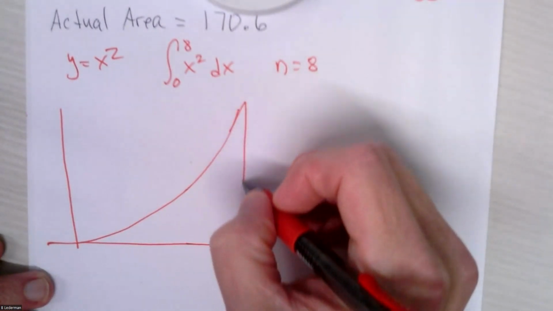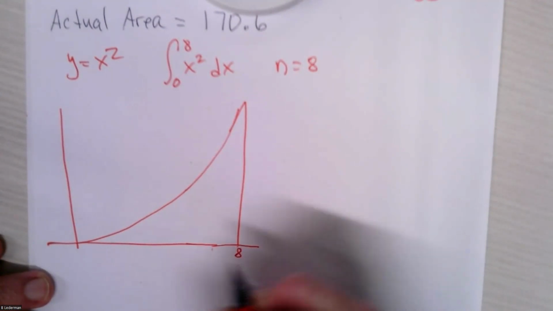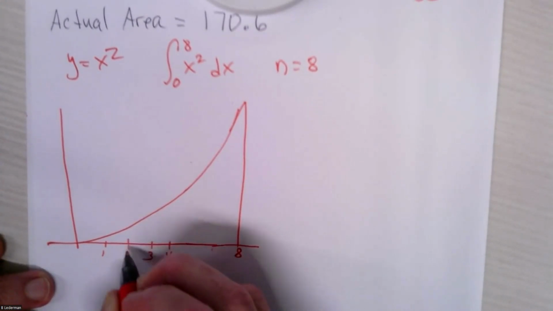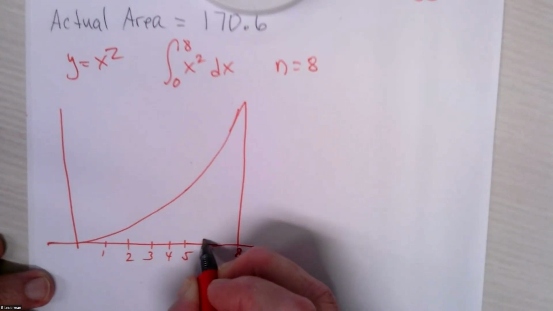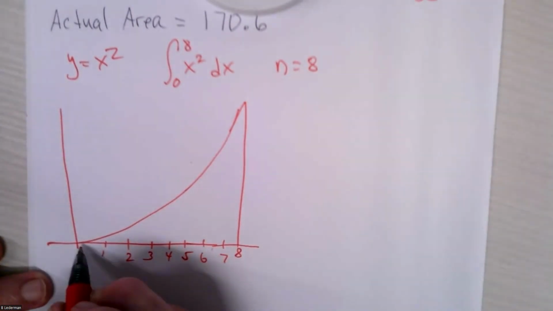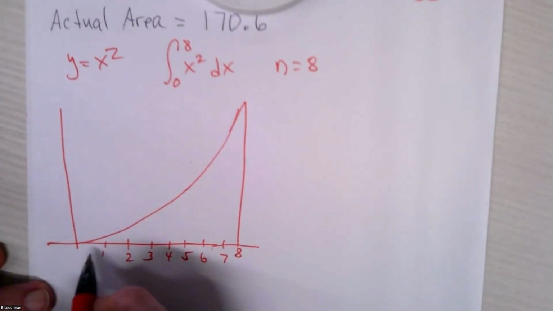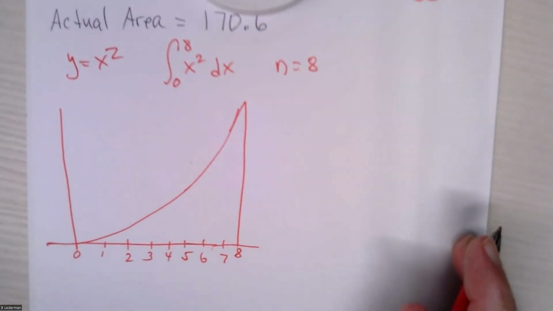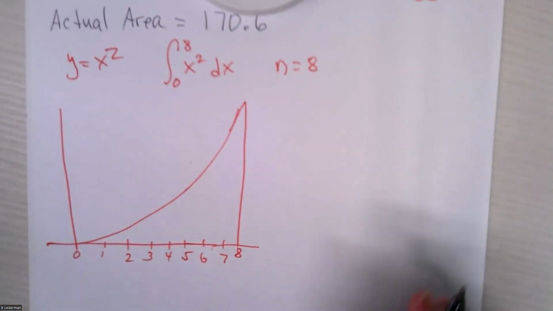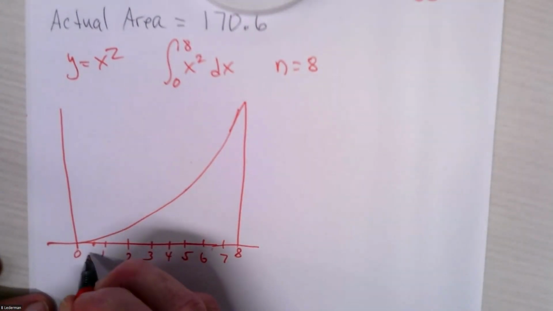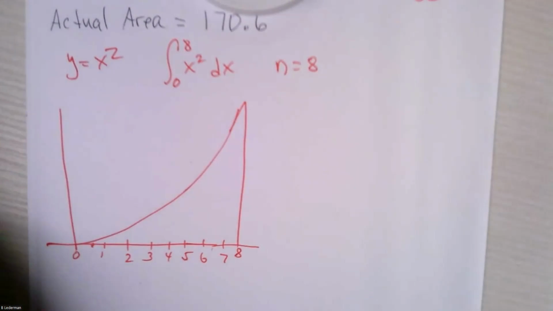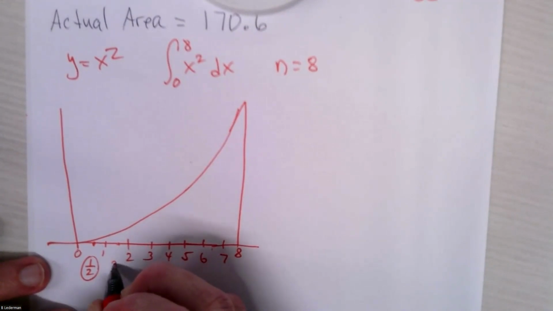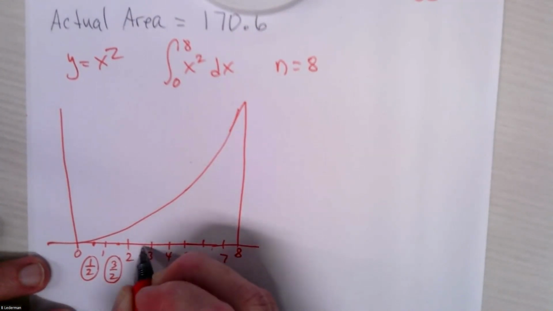So that's 8. Well, if it's 1, so here's my 8 subintervals from 0 to 1, 1 to 2, 2 to 3, and so on and so forth. And now each of these has a midpoint. So the midpoint, of course, I'm going to say that's 1/2. That's 3/2. I actually want to do it with fractions now.